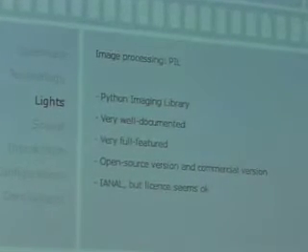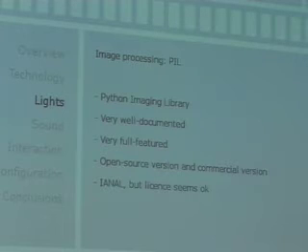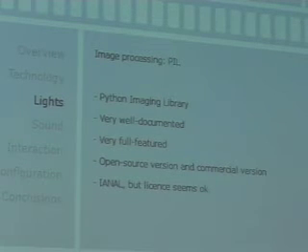Things that can be used to work together with this: there's a Python Imaging Library that can be used to do lots of image processing stuff. Very well documented, very full featured, lots of stuff you can do with that. It's mostly used, I think, at the moment for web applications. So people who just want to blend some images for a web page are using it. But it should be very, very easy to integrate that into media systems.